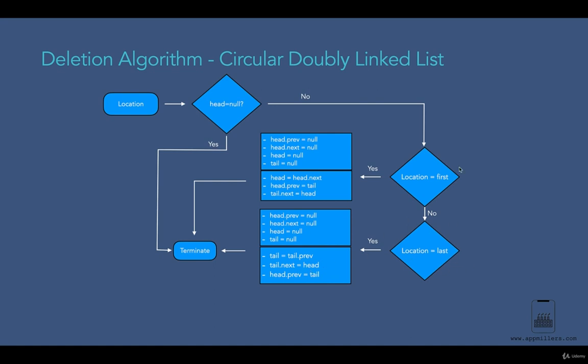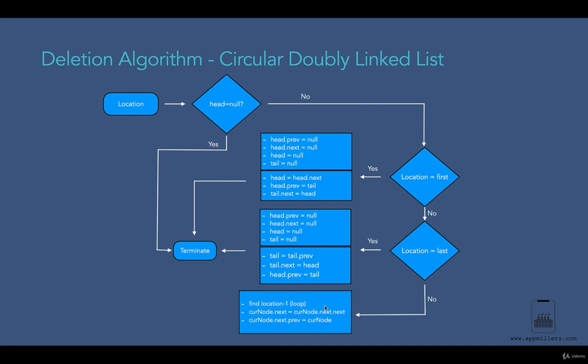Now the last case is if the location is not equal to first and the location is not equal to last. So in this case we want to delete a node from the specified location. So here all we have to do is loop through the CircularDoublyLinkedList until we reach location minus 1. Now when we reach location minus 1, we are going to delete the node that is located after the current node. So in this case we have to create a link between the current node and the node that comes after the next node. So that's why I'm setting the current node's next reference to currentNode.next.next.